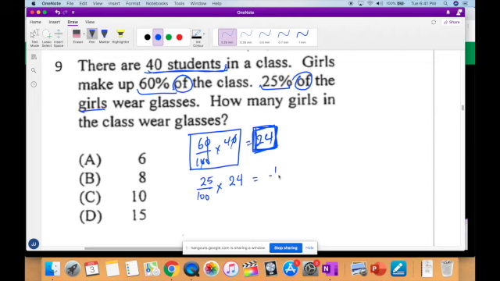And of course 25 over 100 is a quarter of the girls wearing glasses. So 6 4s are 24, and the answer is actually 6. Right? Caitlin, I am glad that I asked you that question. You exposed some weaknesses, which is really, really good.